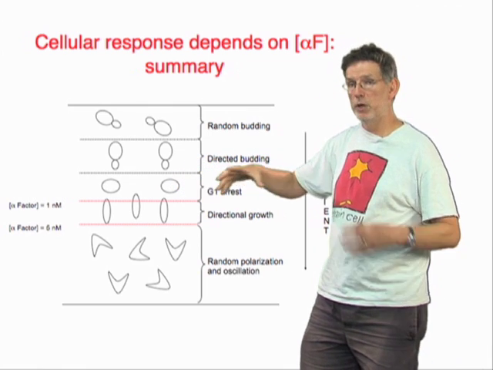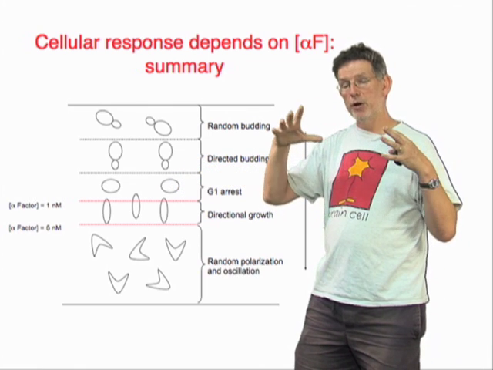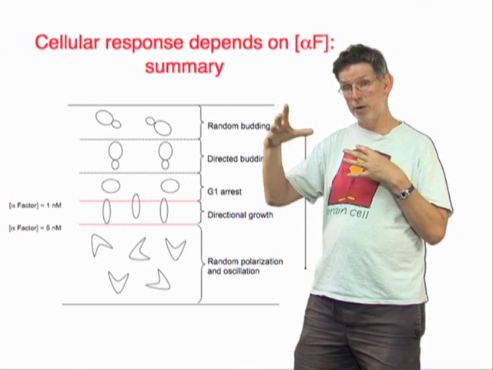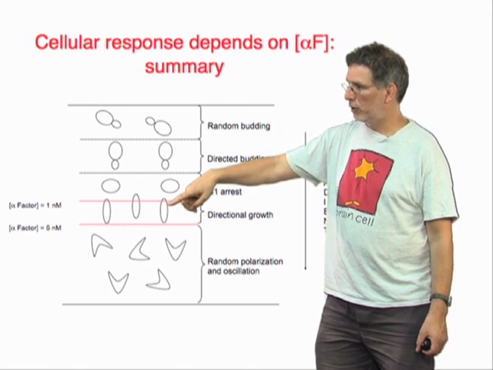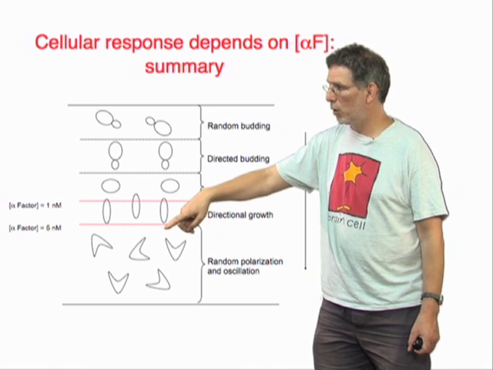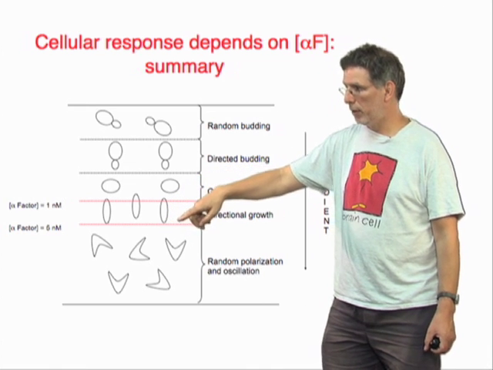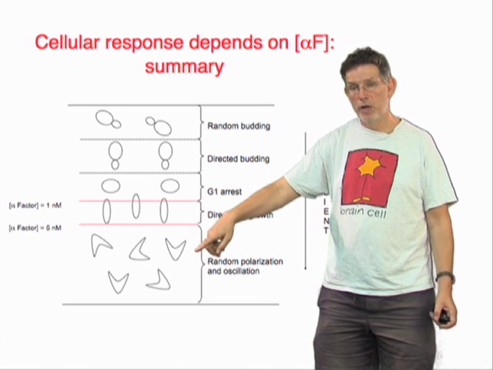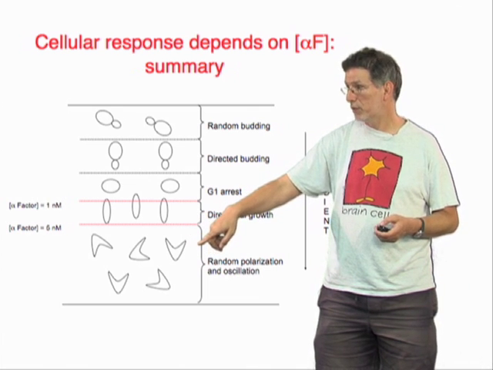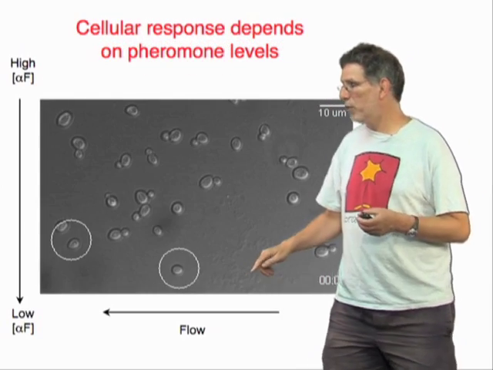There's a concentration where the cells just grow symmetrically. They get bigger and bigger, like beach balls, without either budding or making shmoos. There's a narrow range of pheromone concentrations from 1 to about 5 nanomolar, where the cells shmoo up the gradient. And when the concentration gets high, like that movie I showed you, the cells get confused and shmoo in lots of different directions. So here comes the movie.